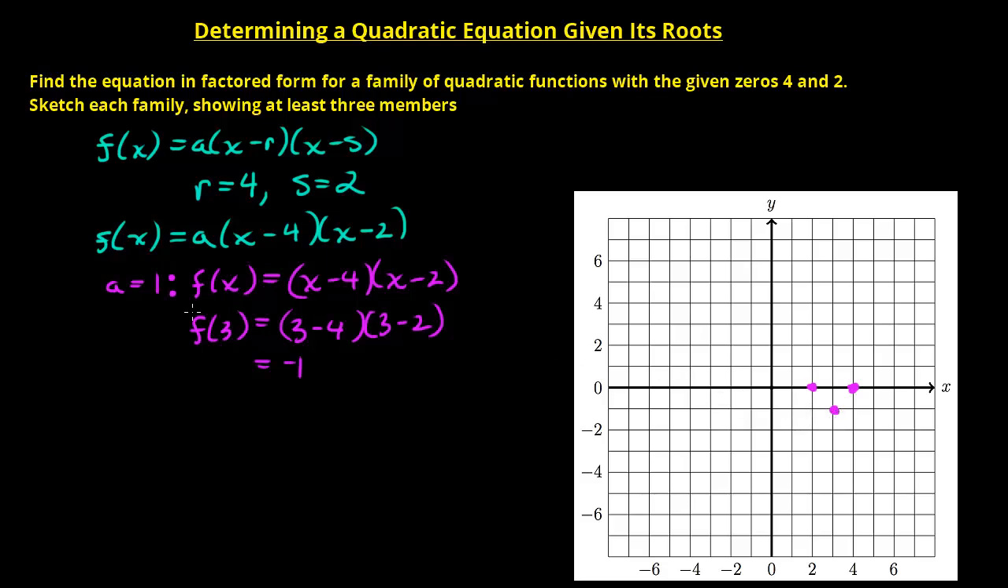Now we can follow the step pattern 1, 3, 5, 7, 9, etc., because a is equal to 1. We've already got the first step. We go over 1, up 1, then over 1, up 3, and over 1, up 5. So that'll be another point on our quadratic. We can reflect these points about the axis of symmetry to plot our quadratic.